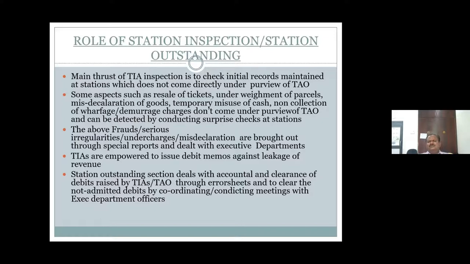TIS are empowered to issue debit memos wherever they are inspecting. They can straight away raise a debit memo and give it to them, and see that it is enforced in the balance sheet. They will also take care of various outstandings being dealt with for various reasons. Staff may have been transferred, or may have died, or there may be various other reasons the outstanding is lying there. They will have to coordinate and deal with it.